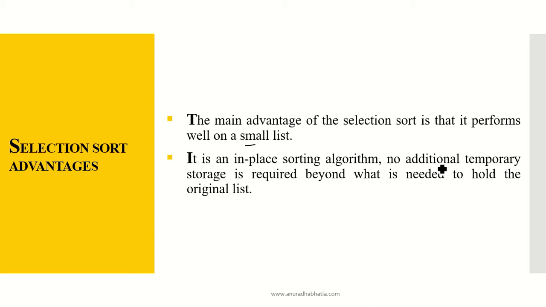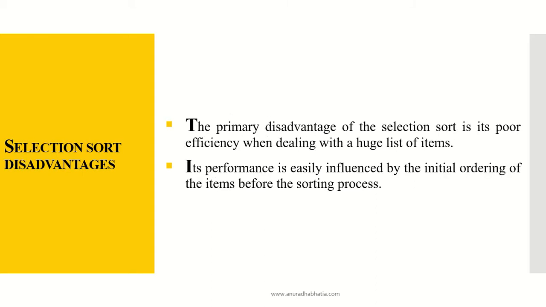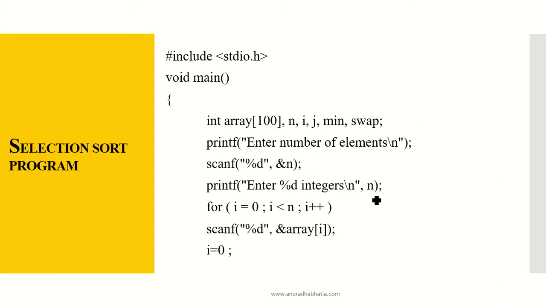So it works well on a small array of elements. The primary disadvantage of selection sort is its poor efficiency when dealing with huge lists of items. Its performance is easily influenced by the initial ordering of the items before the sorting process. Now let's see the program for the selection sort.